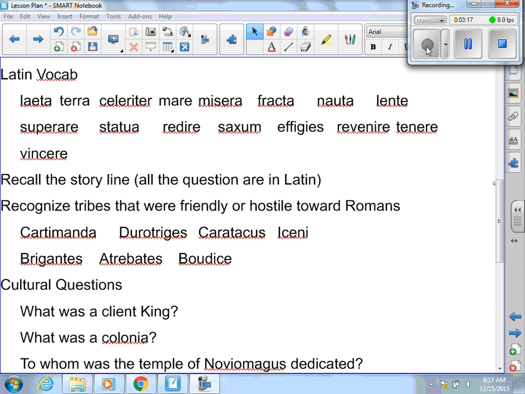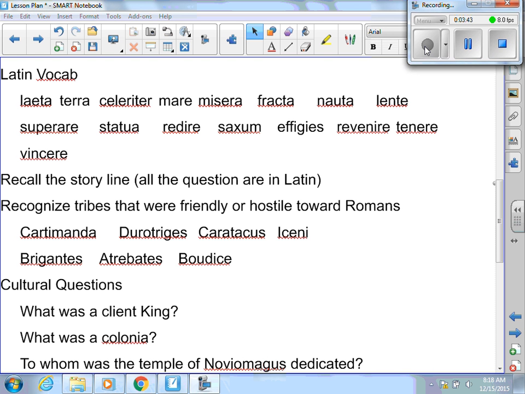Recall the storyline. In this test, all of the questions referring to the storyline are going to be in Latin. The he said, she said, the who did this, and the who did what are going to be Latin questions. Recognizing tribes that were friendly or hostile toward the Romans. They're going to ask you whether or not these tribes helped or opposed the Roman rule.